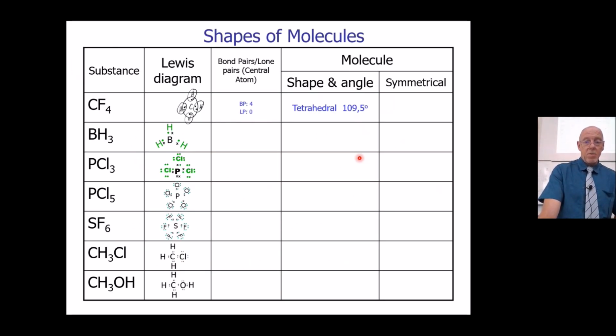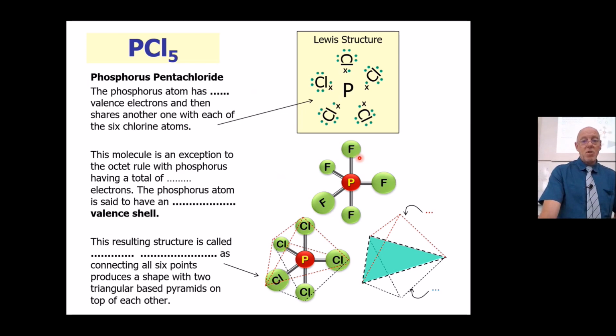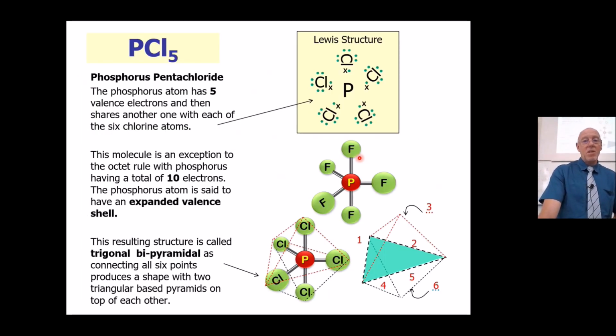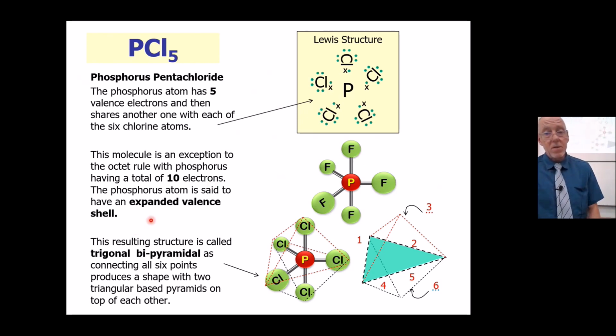That is your table. I just finished off this PowerPoint with a couple of examples in a bit more detail. PCl5 is a good example of this trigonal bipyramidal shape. So there's the Lewis diagram, right? Five bond pairs. Now, how do they bond? They bond like this. So you can see these two.